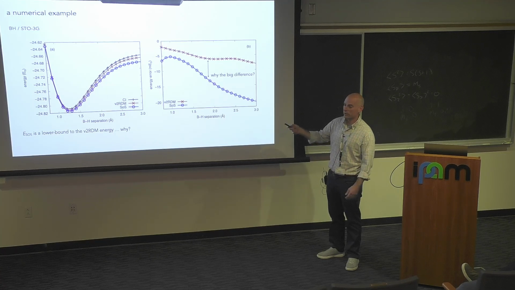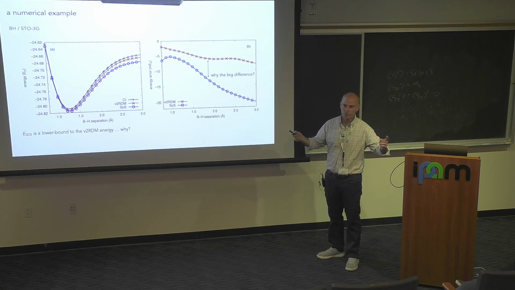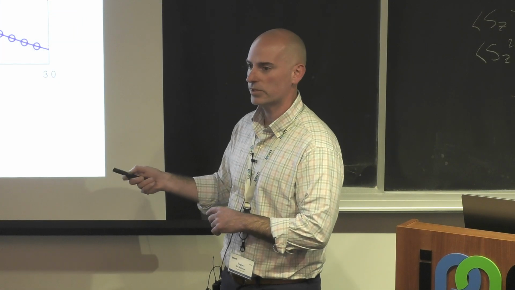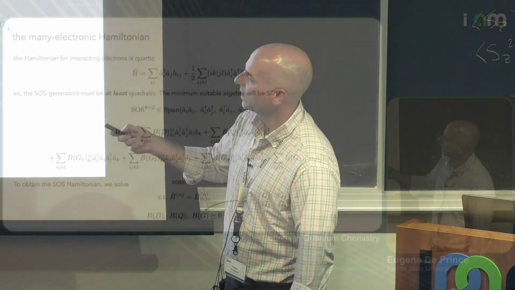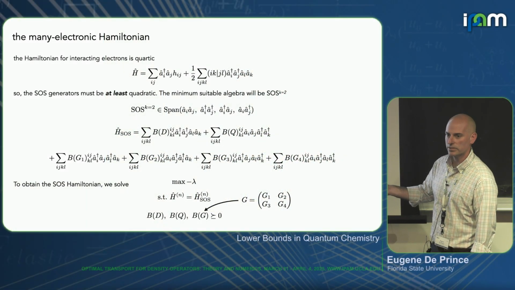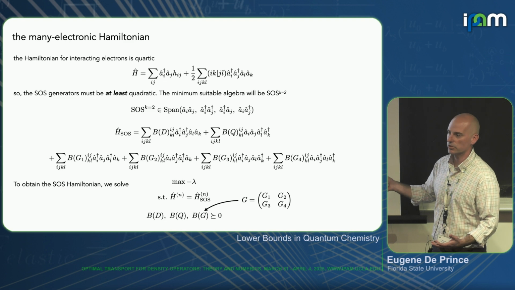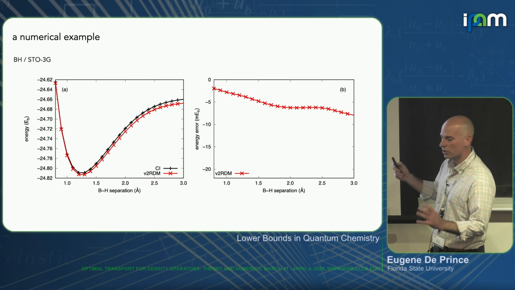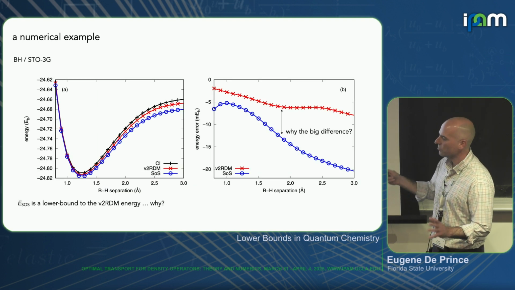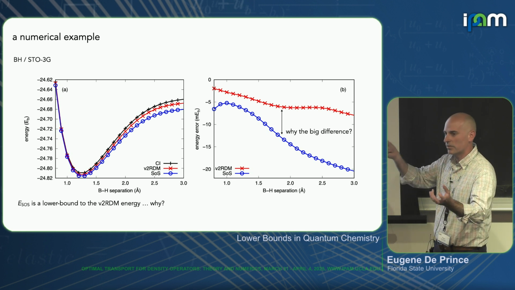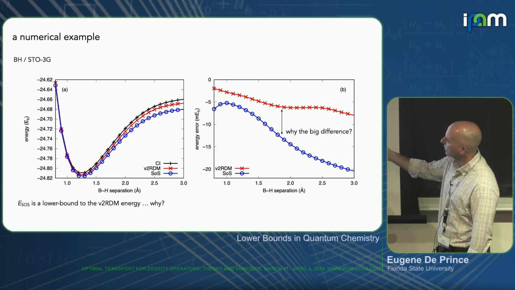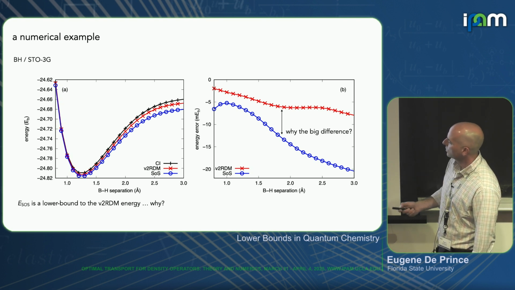Yeah, neither of them would give you N-representable RDMs. Symmetry constraints. So there's a whole bunch of constraints that were in my V2RDM problem that aren't in the SOS problem. The SOS problem knows nothing about particle number. It knows nothing about spin symmetry. It knows nothing about any of these symmetries that are in the V2RDM problem. It just knows the Hamiltonian. But by some miracle, this gives you a very good approximation to the V2RDM energy, just based on only the algebra. It's very cool. So that's why there's such a big difference between these two.